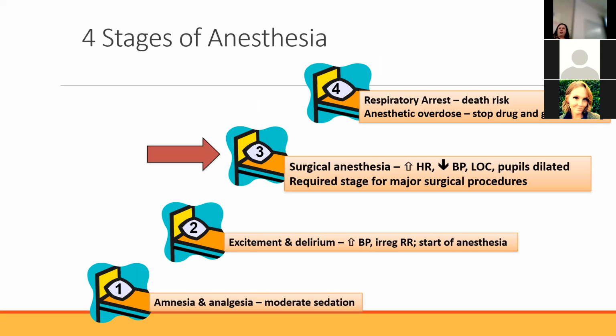Separately, anesthesia. The stages of anesthesia: we have some amnesia and analgesia, which can go up to patients that have some excitement and delirium, to surgical anesthesia. This is the level that's needed for surgical procedures. But if you go too far, that can lead to respiratory arrest. You can also have anesthesia overdose, which essentially is too much anesthesia, so there's not enough oxygen. And so you need to just give them pure oxygen to replace what they have not been receiving.